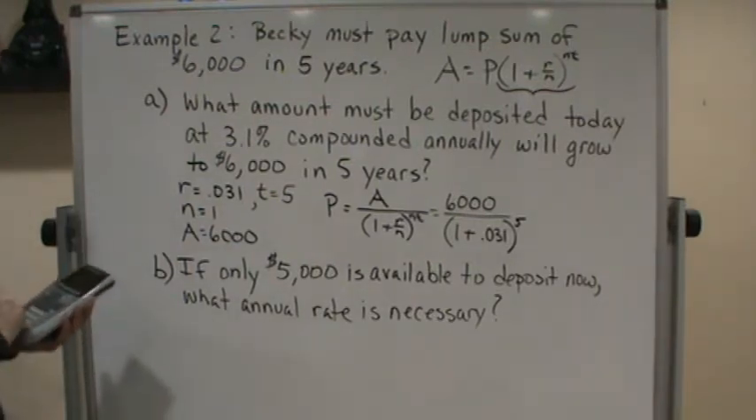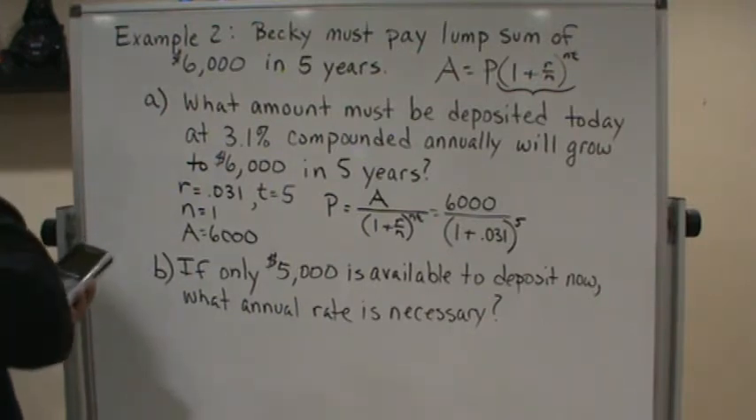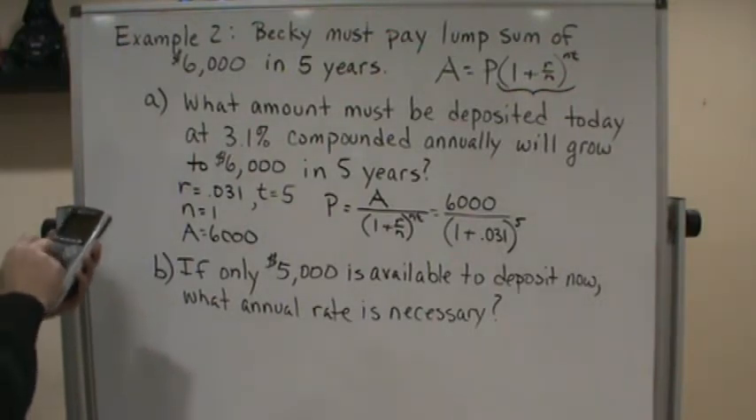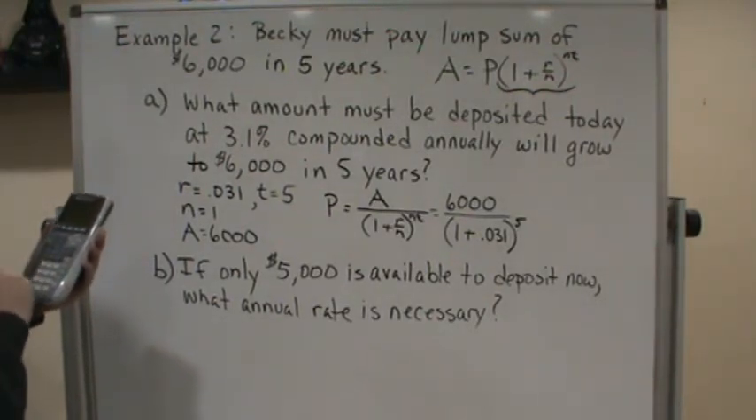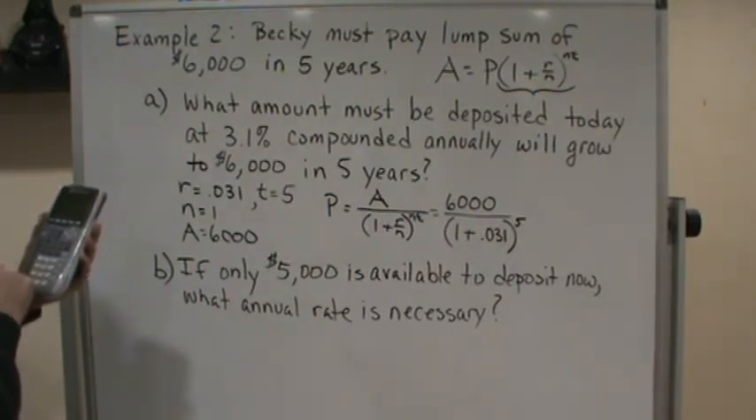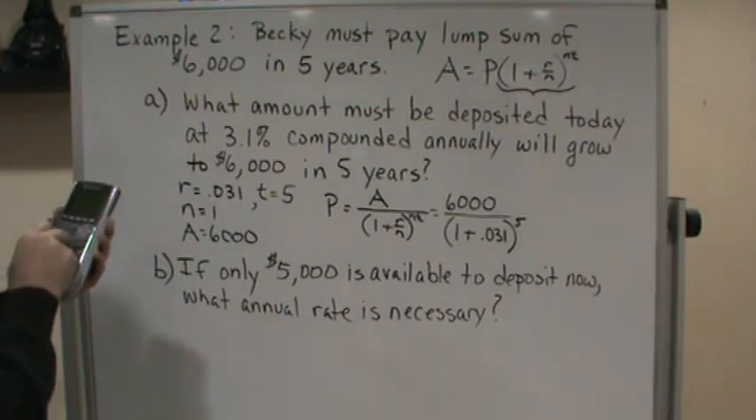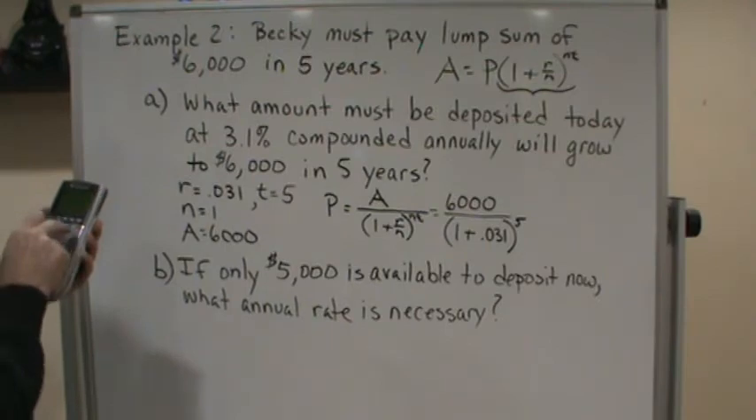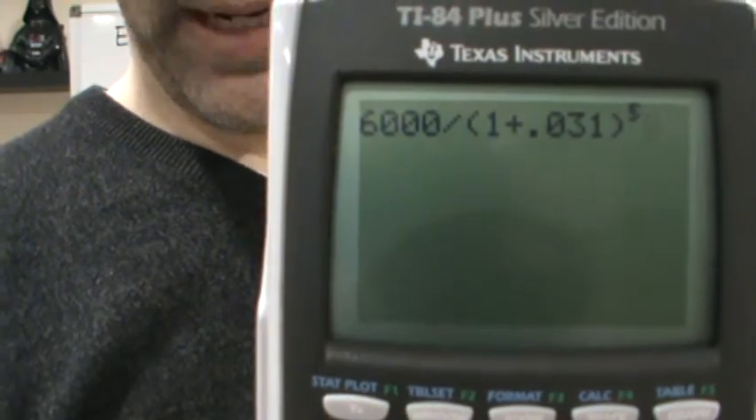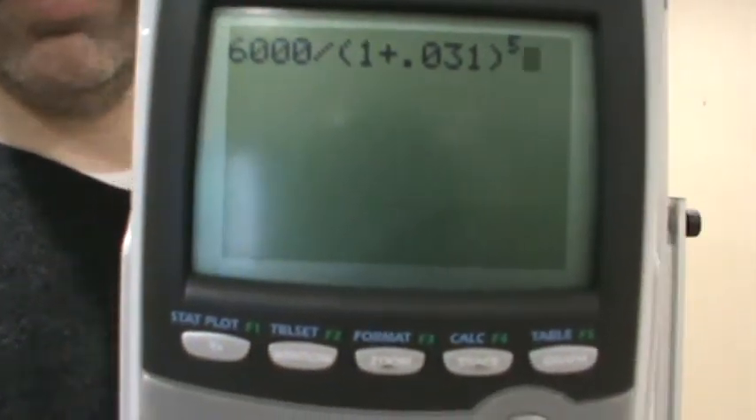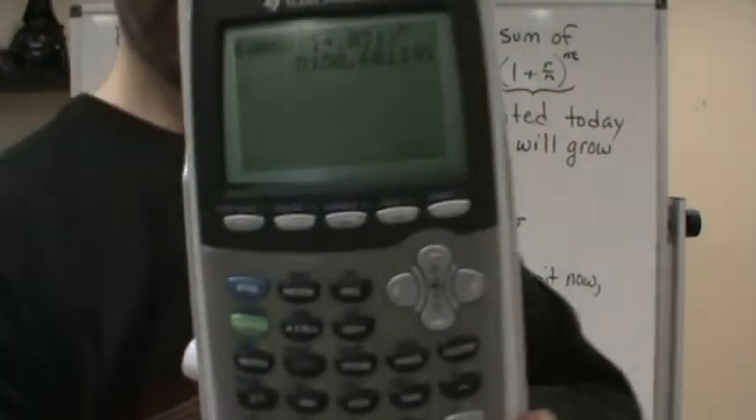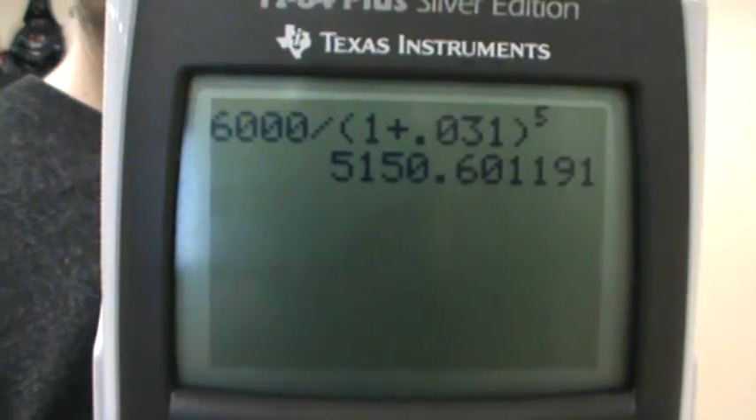So what I'm going to do is take 6,000 divided by parenthesis, 1 plus 0.031, parenthesis, and then I'm going to put it to the 5th power. And so this is what I end up having in my calculator. Okay? So I've got everything in my calculator, and so I'm going to hit enter. And I end up with that.